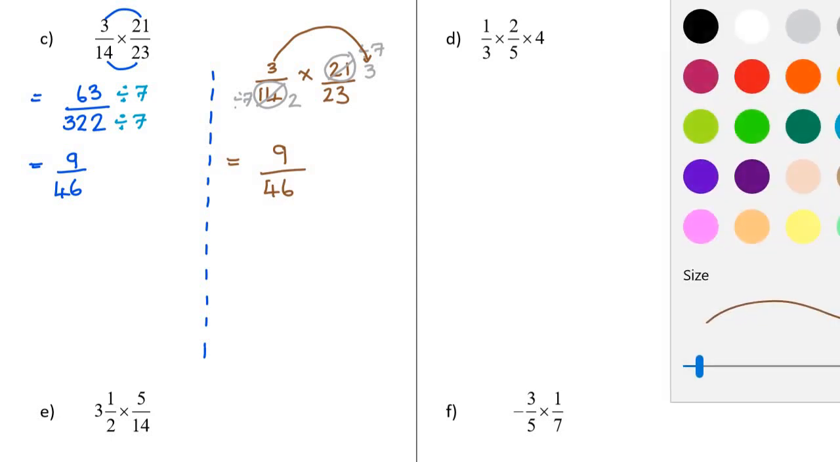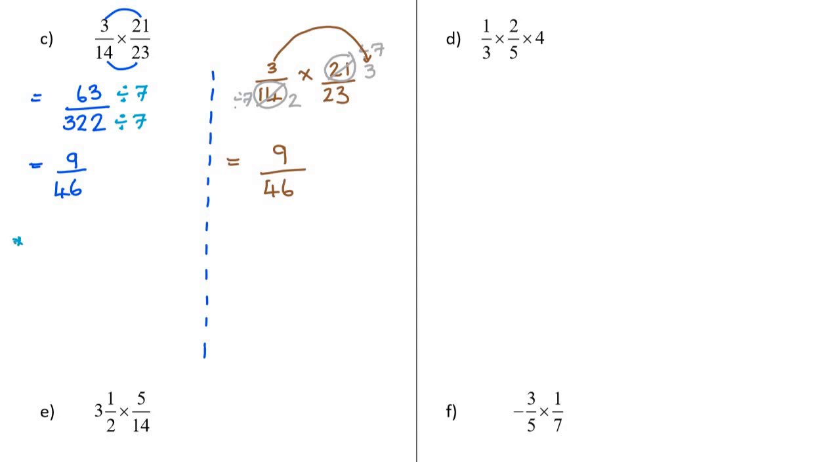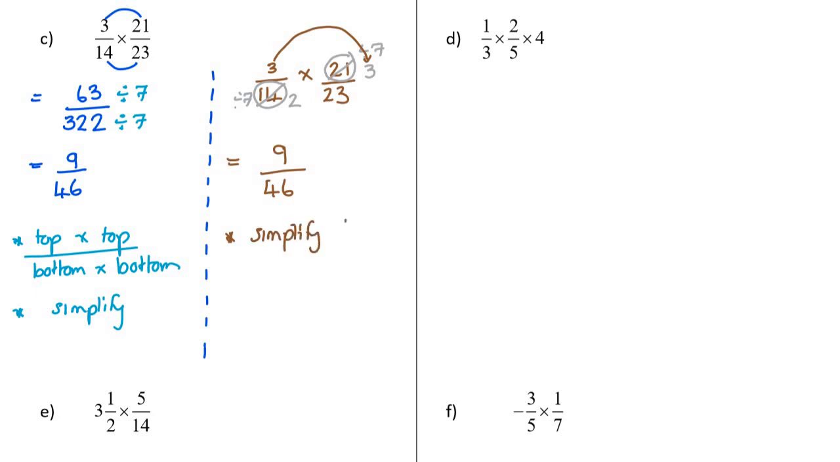So let me just write down my steps here. So this method is where you just multiply the tops together, multiply the bottoms together, and then half the time you use your calculator to simplify for you, because you don't know how it simplifies. So simplify. The second method is do the simplification first. So simplify by cross cancelling, and by that I mean dividing something on the top and something on the bottom by the same number, and then I would do top times top and bottom times bottom.